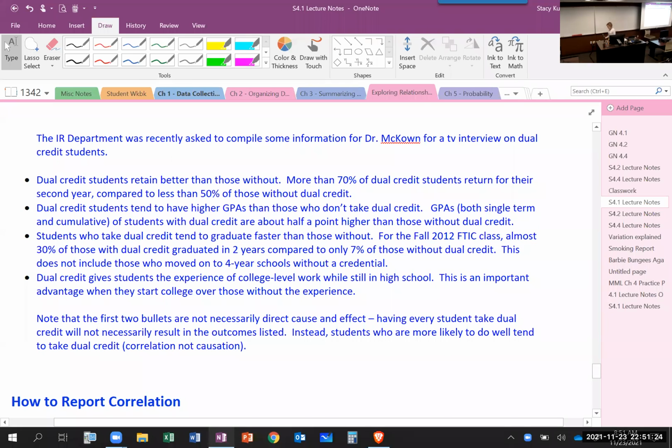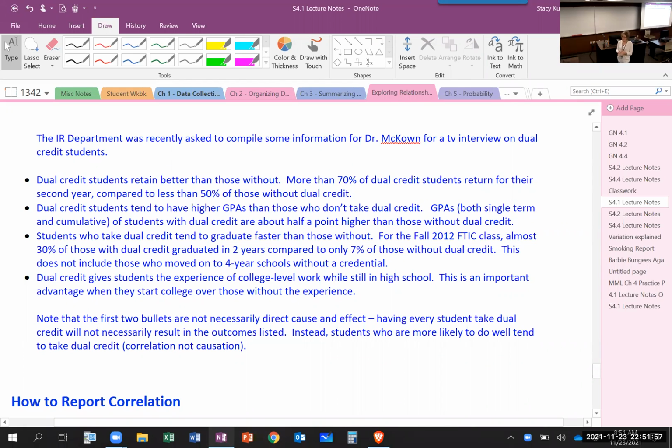Now, what was interesting to me was they sent the data out to us all in the college, but I loved how he took this last sentence right here and he summarized what he was talking about. This was the head of our statistics institutional research, and he says, note that the first two bullets are not necessarily direct cause and effect. Having every student take dual credit doesn't necessarily mean the result in the outcomes listed. And instead, students who are more likely to do well tend to take dual credit.